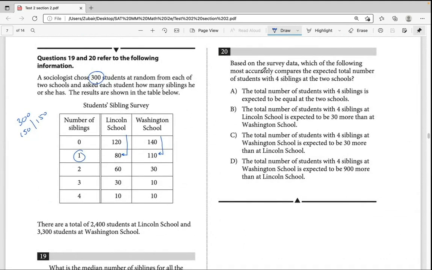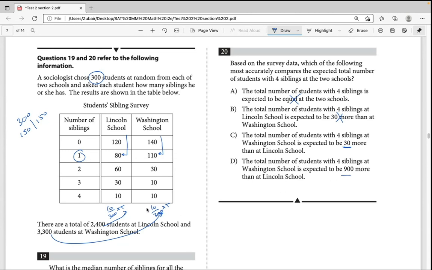Question number 20. Based on the survey data, which of the following most accurately compares the expected total number of students with 4 siblings? So for Lincoln, this should be 10 by 300 of the total, and again 10 by 300 of the total. And we know that the total here is 2,400 and the total there is 3,300. So for Washington, it is higher. The total number of students with 4 siblings is expected to be equal? No. 4 siblings at Lincoln is expected to be 30 more? That's obviously less. The total number of students with 4 siblings at Washington is expected to be 30 more? I haven't calculated, but yes, that is more. Let's check what is D. Total number of students with 4 siblings at Washington School is expected to be 900 more.